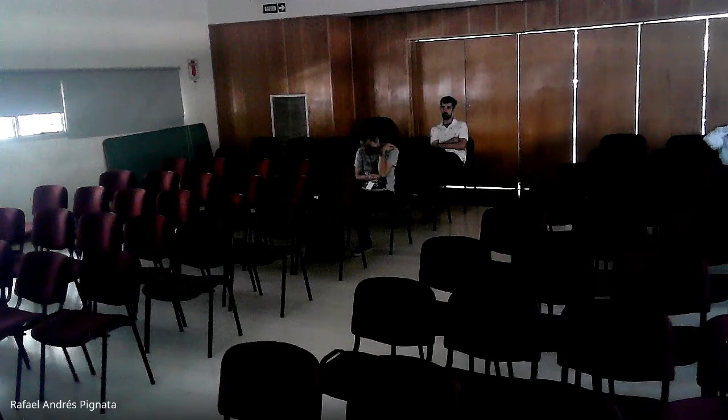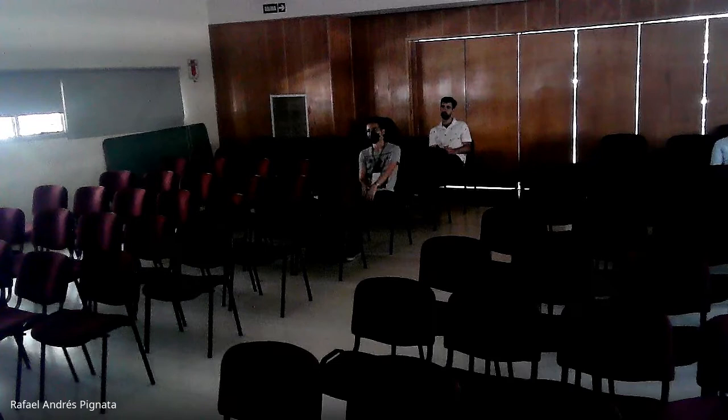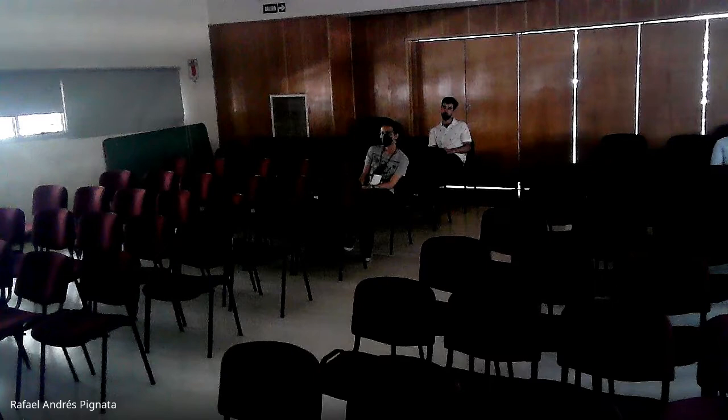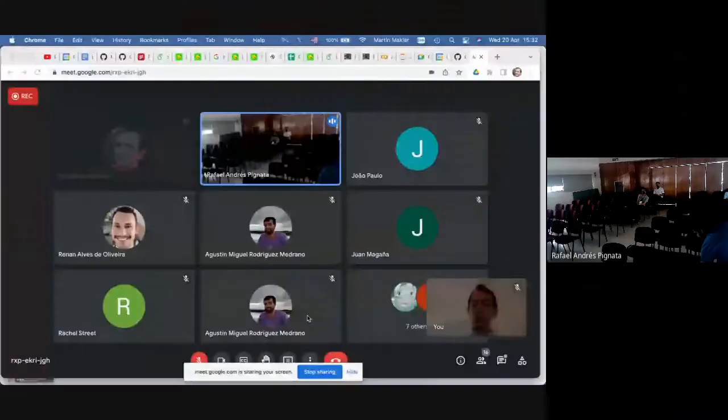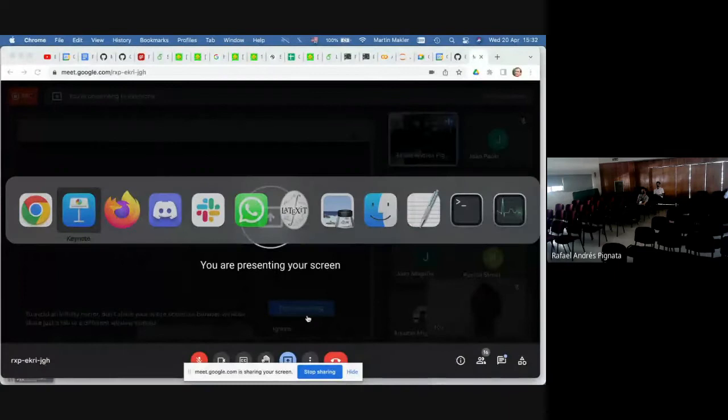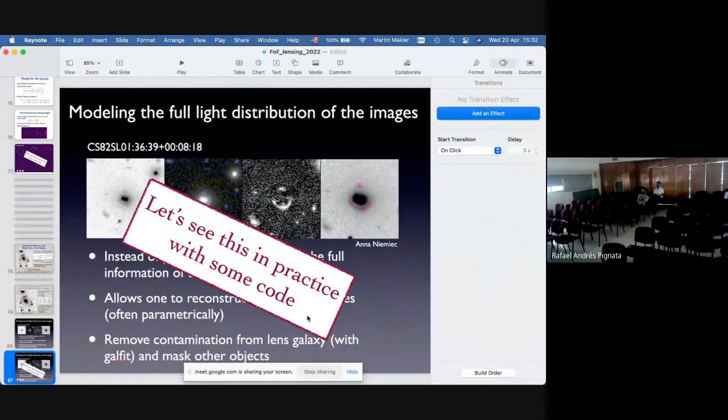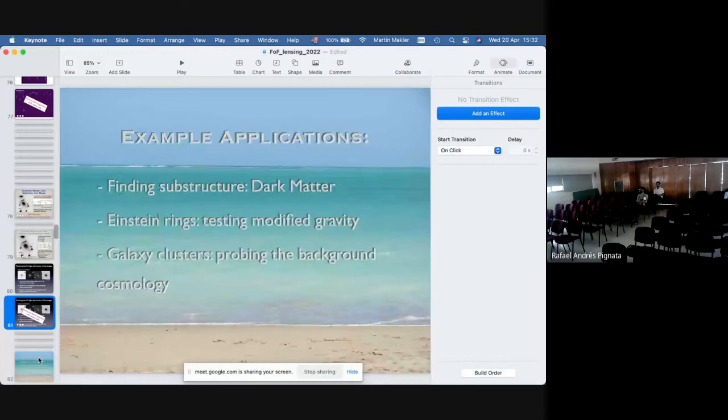Okay, so let me continue. I'll share my screen again. Are there any other questions? Okay, so when you do this kind of modeling, there are some quantities that are very well measured, some not so well, and that's something that João is studying. But one of the things you measure very robustly is the Einstein ring, which is the mass contained within this Einstein radius. So let's see some applications of this kind of analysis, right?